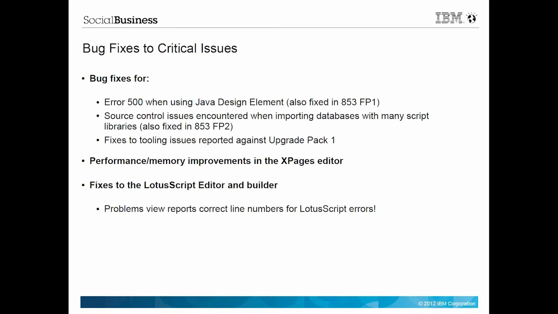Of course, we are very conscious of quality. We've made several critical bug fixes in the social edition. There was an error 500 that was reported early on in 8.5.3, after 8.5.3 released, that was related to the Java design element. That's been fixed in 8.5.3 Fix Pack 1. There were some source control issues also reported in 8.5.3. Obviously, 8.5.3 was the first release that we had source control, so as users started to add more complex uses of source control, we found some bugs there, and those most critical issues have been fixed in 8.5.3 Fix Pack 2. And of course, as I said earlier, we have lots of fixes in the tooling that went out with Upgrade Pack 1.